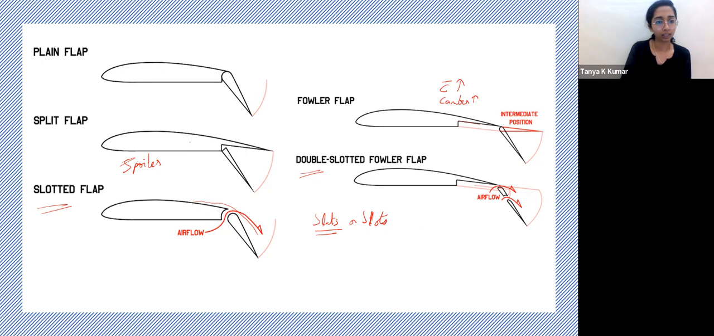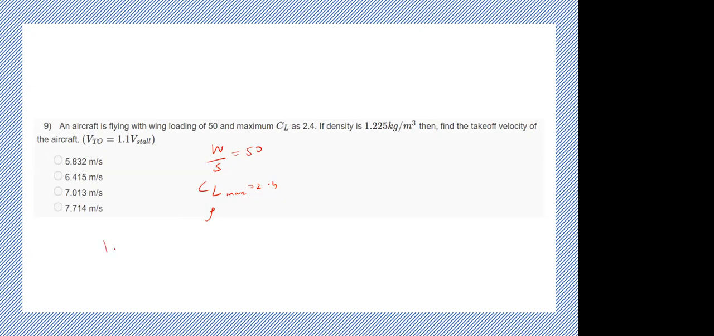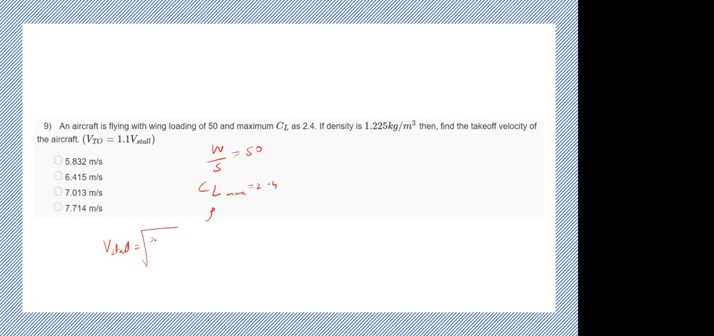Okay, let's go to the next question. An aircraft is flying with a wing loading of 50. What is given is wing loading is 50 and maximum CL as 2.4. If the density is 1.225 kg per meter cube, then what is the takeoff velocity? V takeoff, this is fairly simple. How do you proceed? First, we have to find out the V stall, ma'am. Okay, and what is the equation? Under root of 2WS by rho CL max.